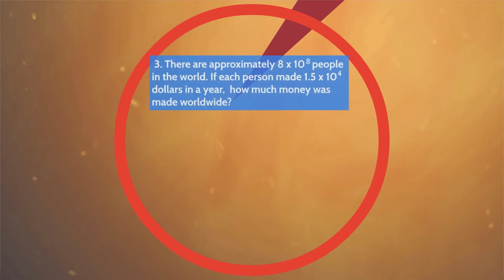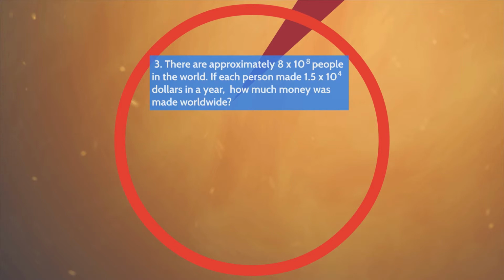Now it's time to apply what we've learned in solving some worded problems. Here's the problem. There are approximately 8 times 10 raised to the 8th power people in the world. If each person made 1.5 times 10 raised to the 4th power dollars in a year, how much money was made worldwide? Make sure you understand the problem well.